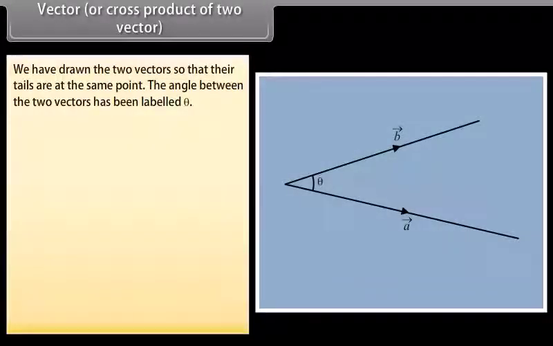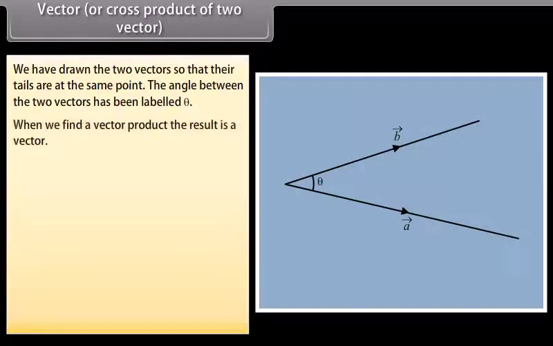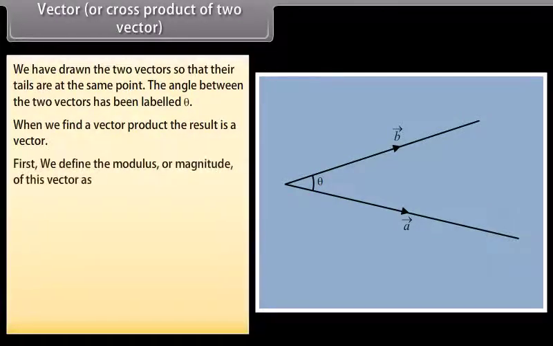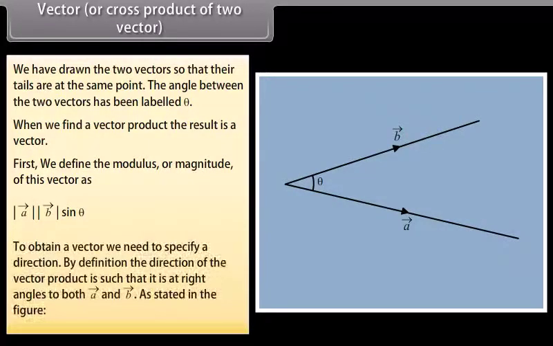Vector or cross product of two vectors. We have drawn the two vectors so that their tails are at the same point. The angle between the two vectors has been labeled theta. When we find a vector product, the result is a vector. First, we define the modulus or magnitude of this vector as the magnitude of vector A into the magnitude of vector B into sine of theta. To obtain a vector, we need to specify a direction.